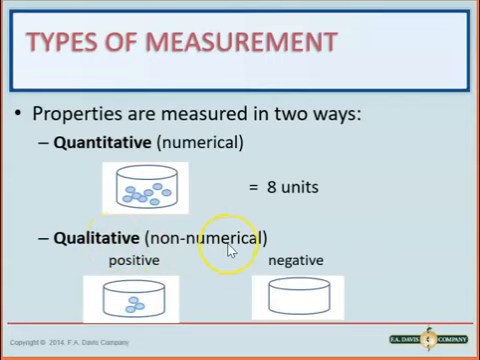Qualitative is a non-numerical value. You're usually going to get a positive or negative. Is it there? Is it not there? Is the substance present or is it not present? A lot of times in lab this is associated with a color change. Did the substance change from this color to that color?